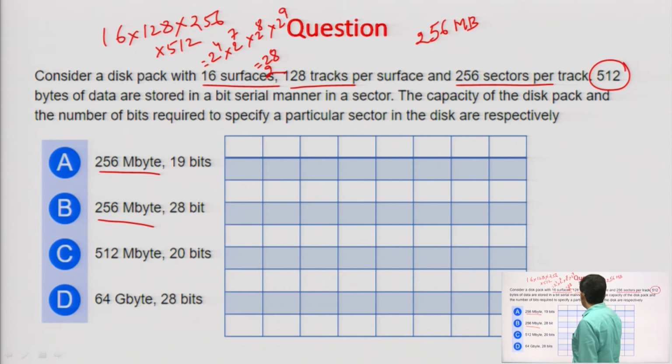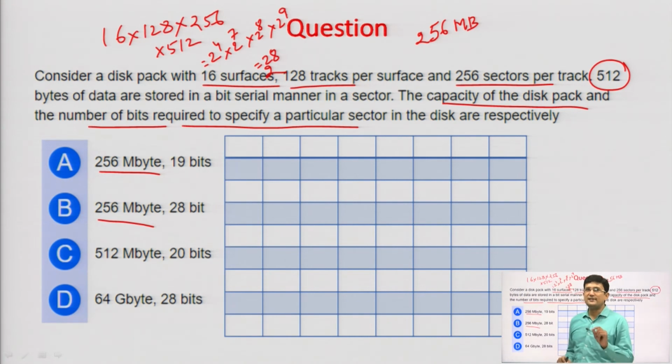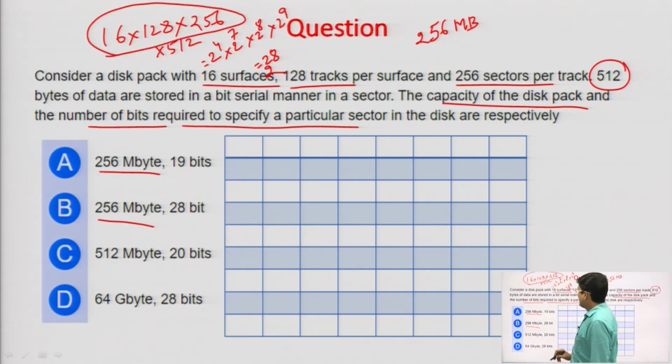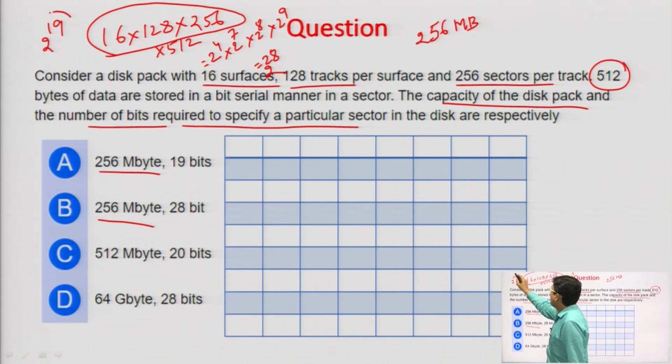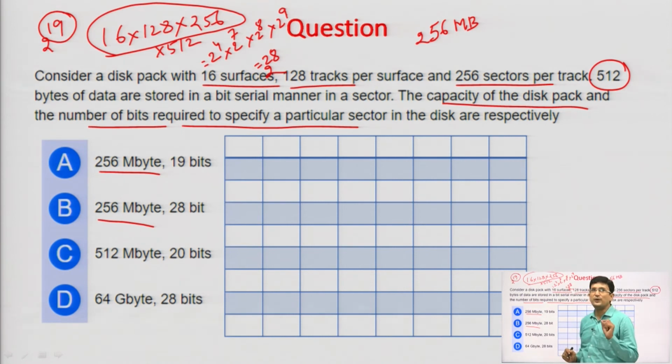Now, see the next question, which asks for the capacity of this pack which has been given and the number of bits required to specify a particular sector on the disk. So, for specifying a sector you will have to find out how many total sectors there are. You can see that the total number of sectors is this, which we have already found. If you represent this in powers of 2, it will be 2 raised to the power 19. So, 19 is the number of bits to refer to any of the sectors, we require 19 bits. So, A is the correct answer.